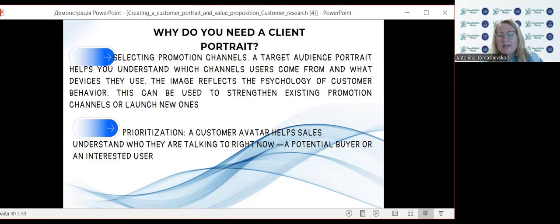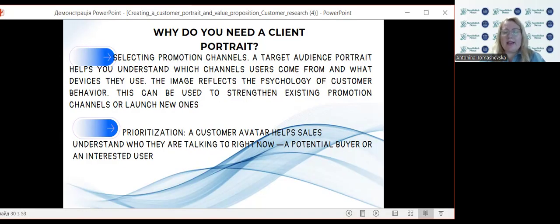Choosing promotion channels. The target audience profile helps to understand which channels users come from and what devices they use. The image reflects the customer's behavior and psychology. This can be used to strengthen existing promotion channels or launch new ones. Setting priorities. A customer avatar helps the sales team understand who they are talking to, a potential buyer or just an interested user. It also helps determine how to conduct the dialogue and which product to offer.